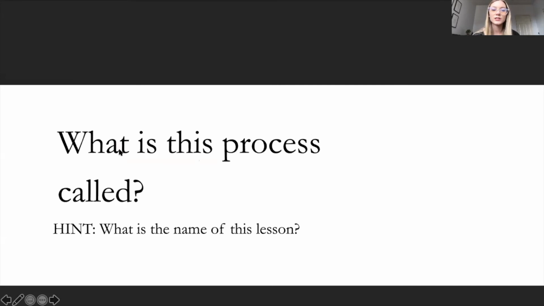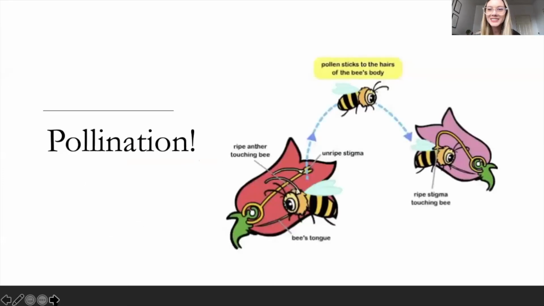The next question: what is this process called? I'll give you a little hint. It's the name of this lesson. If you said pollination, you were right.